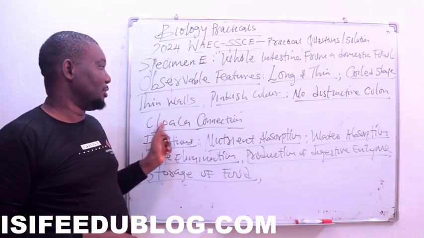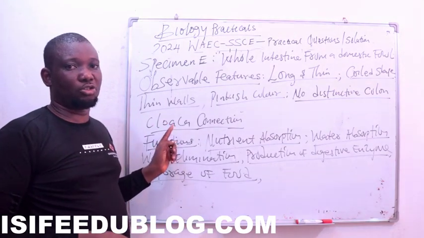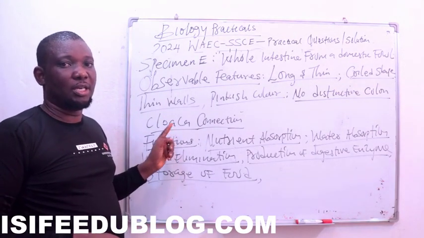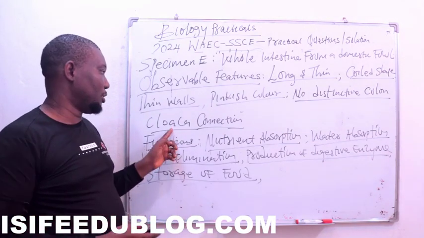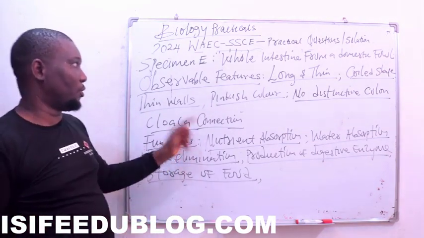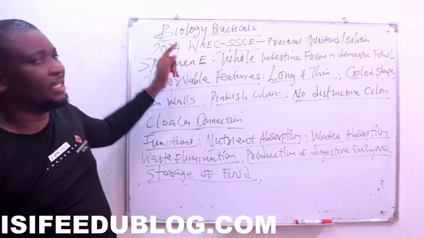So these are the cloaca. Maybe you may ask which part of the structure of this particular specimen aids reproduction, where collection happens. It is the cloacal connection. These are the things that I am going to observe in Specimen E.